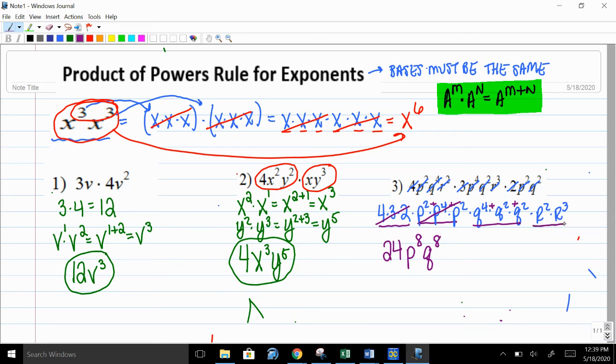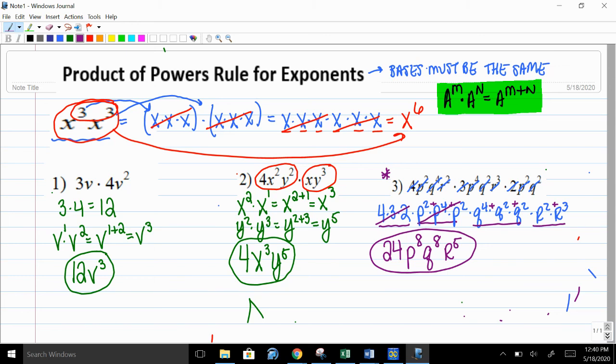And then the r's are last. I'm going to add that 2 and that 3. That would be r to the 5th power. So your final answer for number 3 is 24 p to the 8th, q to the 8th, r to the 5th. Okay. Usually what I do, especially when the problems get a little crazy like they do in number 3, where you got a lot of action, right? You got 3 different variables, you got whole numbers, and you got a lot of organizing to do.